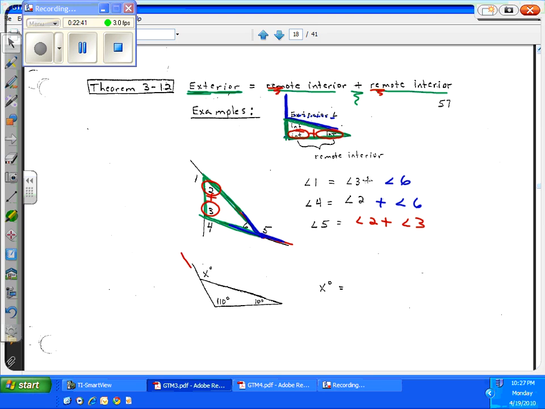So this exterior angle x degrees is equal to the sum of its two remote interior angles. So x degrees is equal to 110 degrees plus 10 degrees, which is equal to 120 degrees. Any questions on that? An exterior angle is equal to the sum of its two remote interior angles.